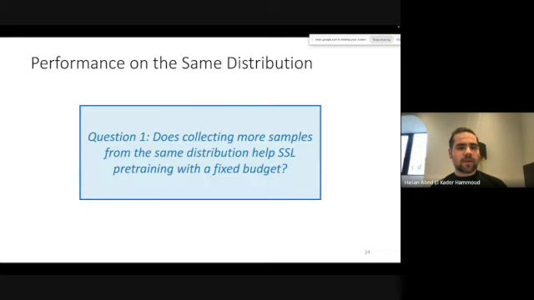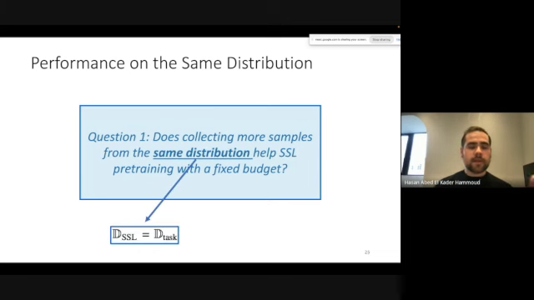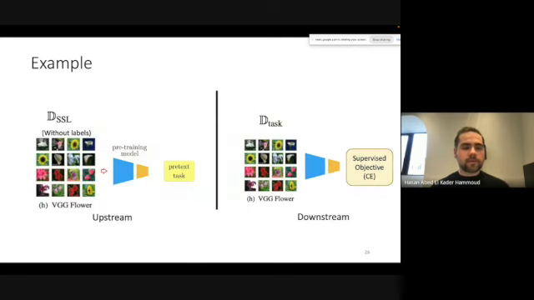So the first question that we're going to ask is regarding performance as we increase the number of samples. So does collecting more samples from the same distribution, and same distribution here means the upstream and the downstream have the same distribution, help in pre-training given a fixed computational budget? Okay, so what does that mean visually? You take the flowers dataset or your ImageNet dataset or whatever dataset, you remove the labels, do SSL on it, and then plug the labels back in and fine-tune your pre-trained backbone.